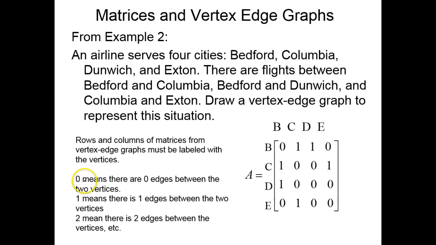Okay, so a 0 means that there are no flights between the city represented by that row and that particular column. So of course we will have zeros all down the diagonal because there are no flights from Columbia to Columbia or from Dunwich to Dunwich. You don't have a flight from a city to itself. That's what these zeros represent.